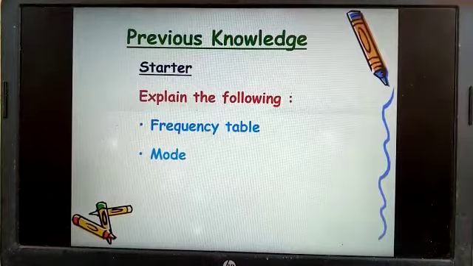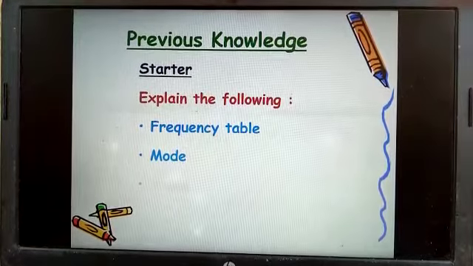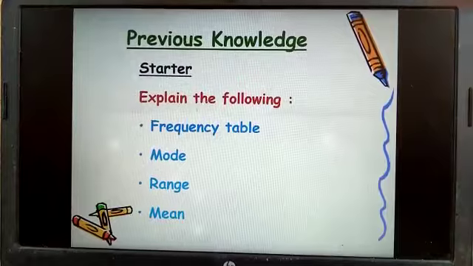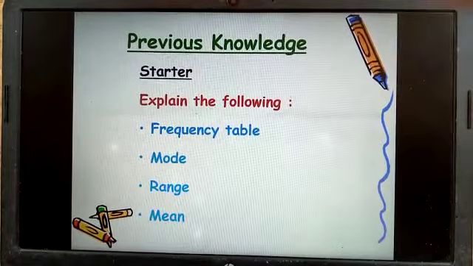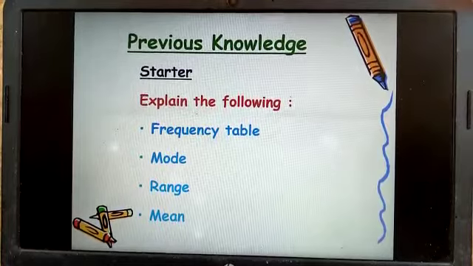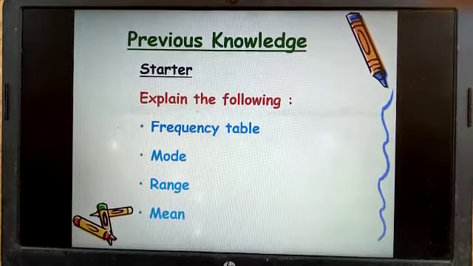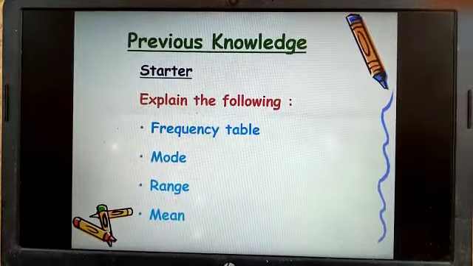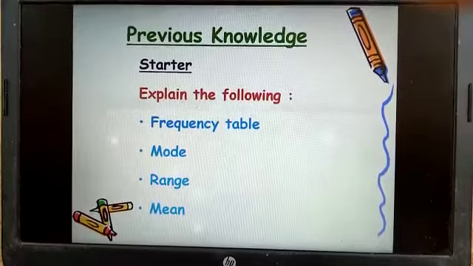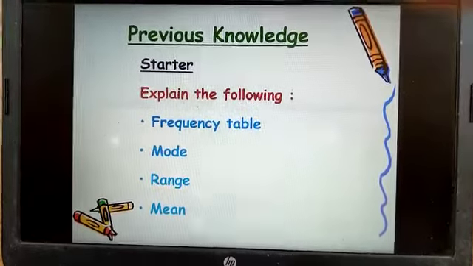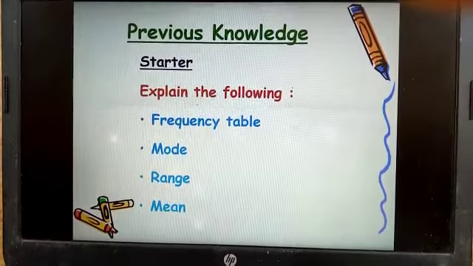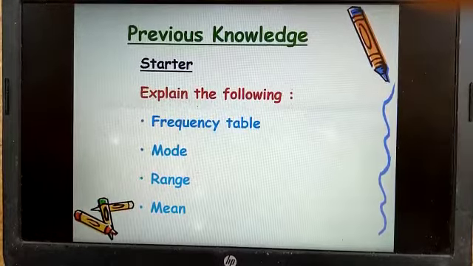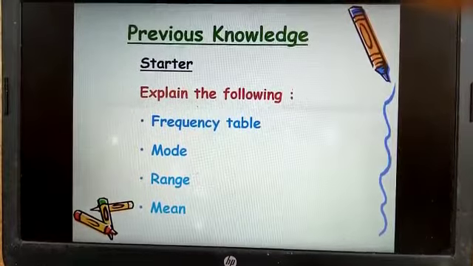In our previous exercises and topics, we looked at data handling. So I know you can answer the following questions. The first is, what is frequency table, mode, range, and mean? You have just 2 minutes to explain. I know you know it. Now, what is frequency table?